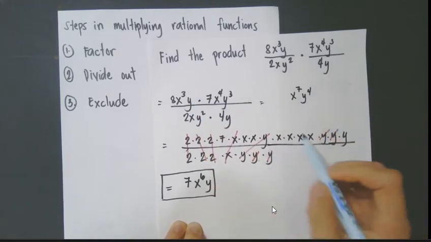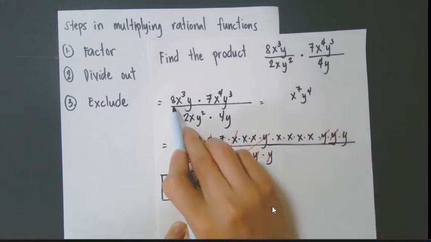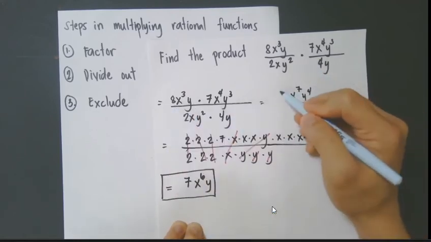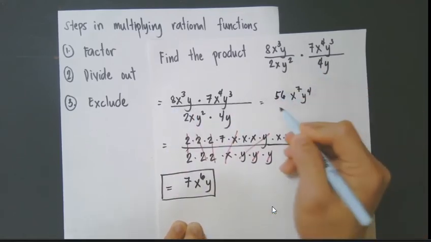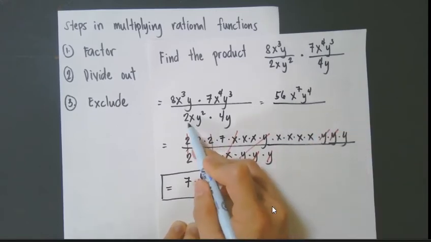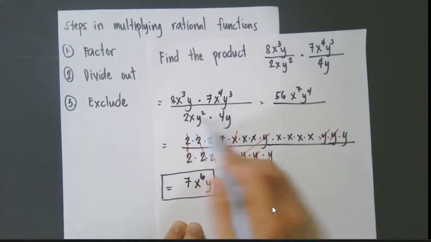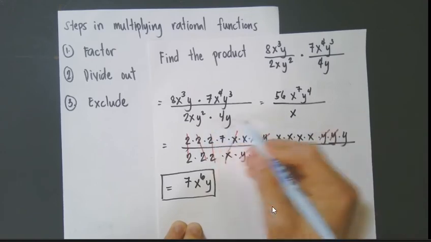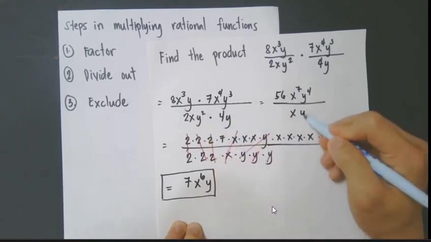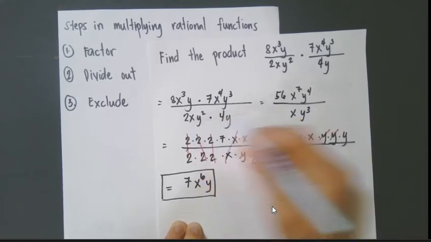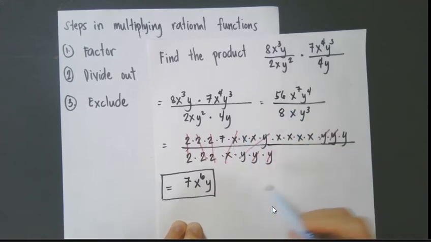So I'm giving you another shortcut. 8 times 7 is actually 56. And then let's do the letters. For x, we only have one x there. Then y, 2 plus 1, so that's y cubed. Then here 2 times 4 is 8. So this is now the shortcut.